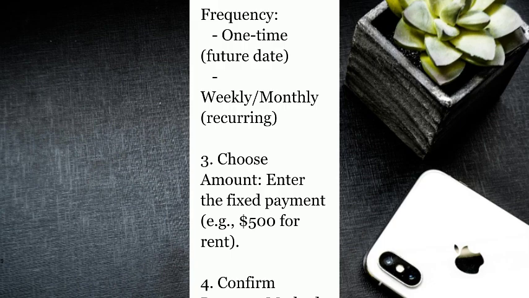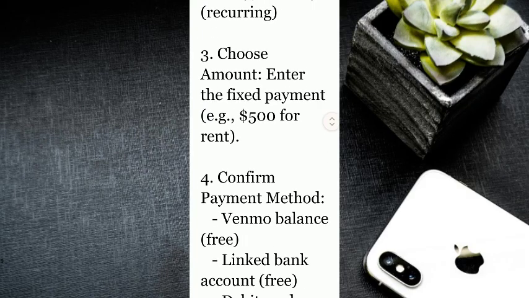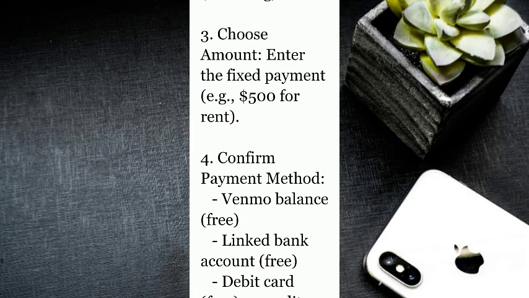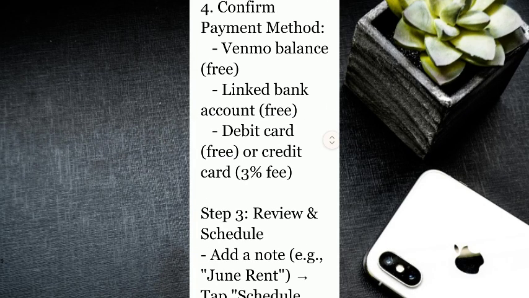Is it one time? You put the future date, or is it weekly or monthly? That is recurring. Next is to choose the amount. So here you enter the fixed payment amount, for example, $500 for rent. Then you confirm payment method.